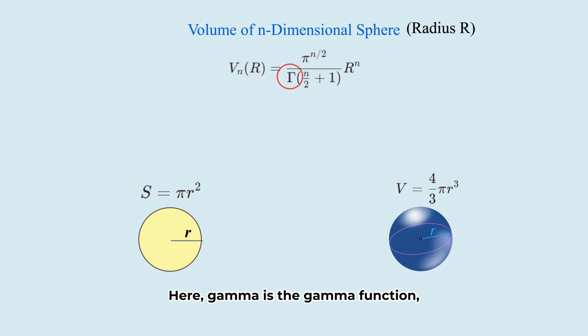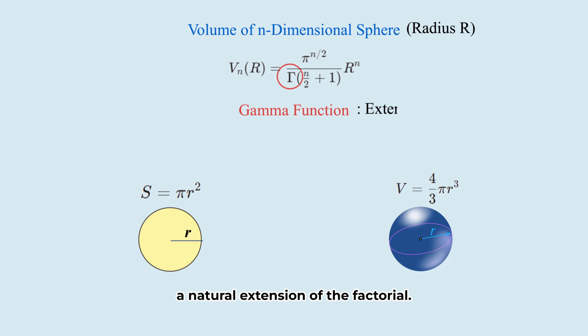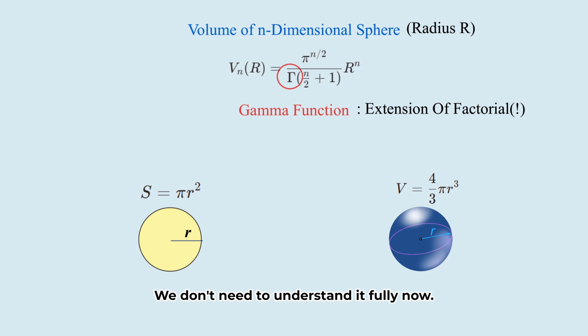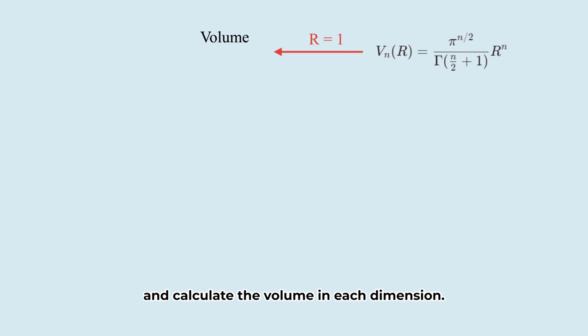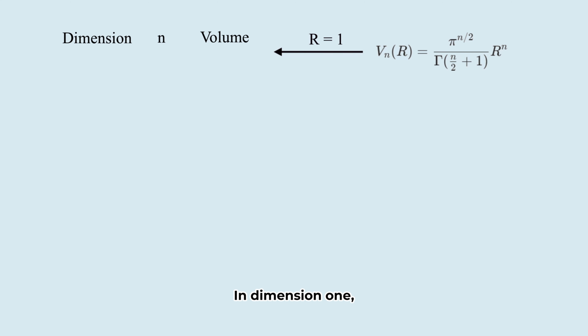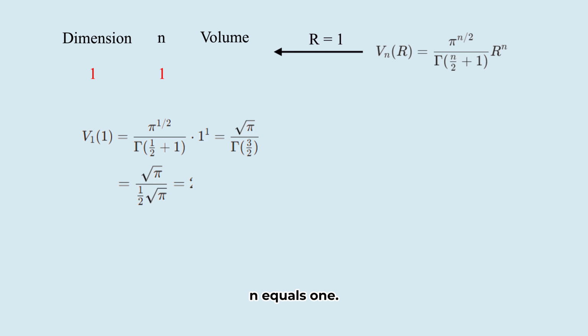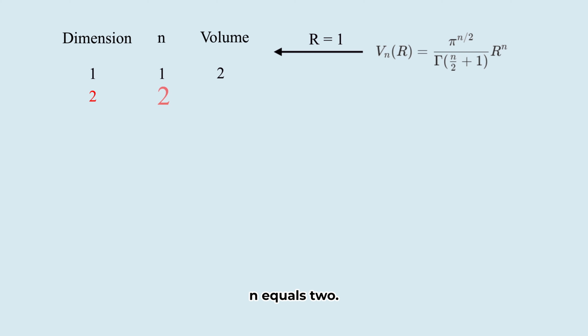Here, gamma is the gamma function, or natural extension of the factorial. We don't need to understand it fully now. Let's fix the radius at 1 and calculate the volume in each dimension. In dimension 1, n equals 1. Dimension 2, n equals 2. Dimension 3, dimension 4, dimension 5.